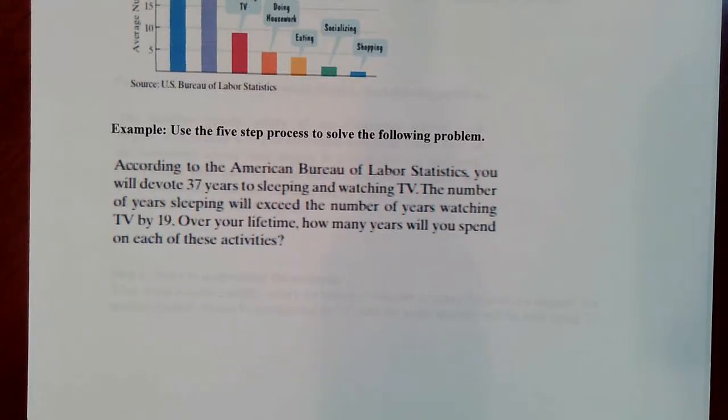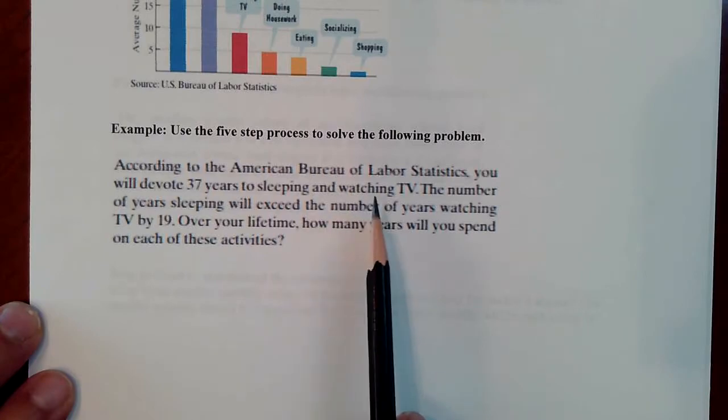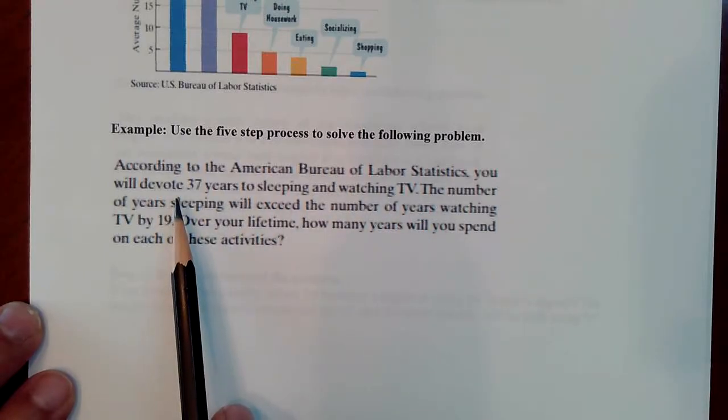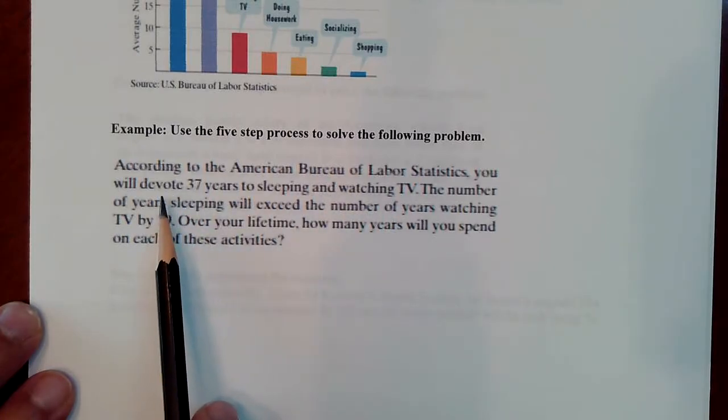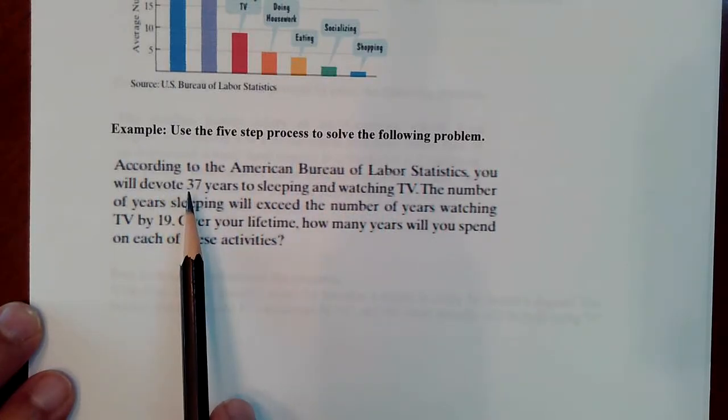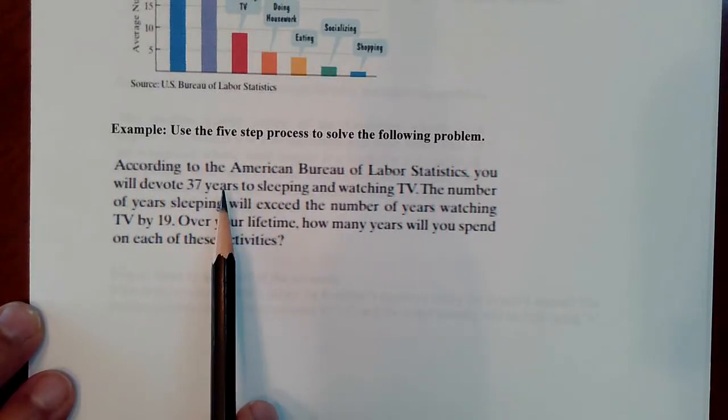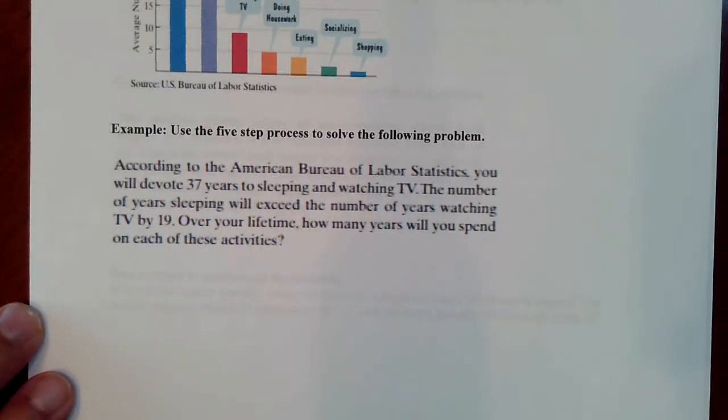just so you can be clear on how to label your unknowns. So it says, according to the American Bureau of Labor Statistics, you will devote 37 years to sleeping and watching TV. So even though a couple of the words that I'm going to say right now aren't in this sentence, it's pretty much indicated that you're going to devote a total of 37 years to sleeping and watching TV combined. They have selected those 2 activities from the diagram above, and we're concentrating on just those 2 activities and the number of years that you spend on those 2 activities.